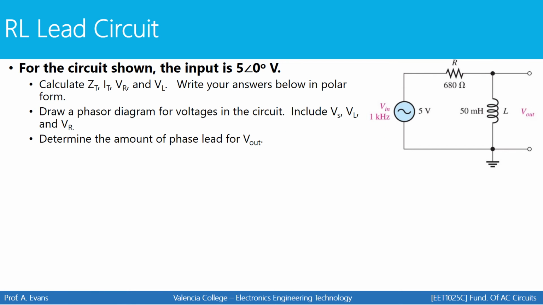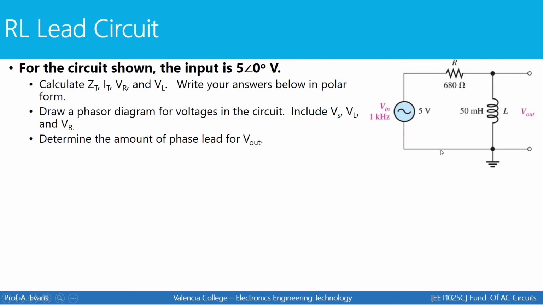So now let's go ahead and analyze an RL lead circuit. For the circuit shown, we know that the input is 5 at an angle of 0 degrees. We're going to calculate the total impedance, the total current, the voltage drop across each component, and we're going to write everything in polar form. Then we're going to draw a phasor diagram for the voltages in the circuit and determine the amount of phase lead for the output voltage.